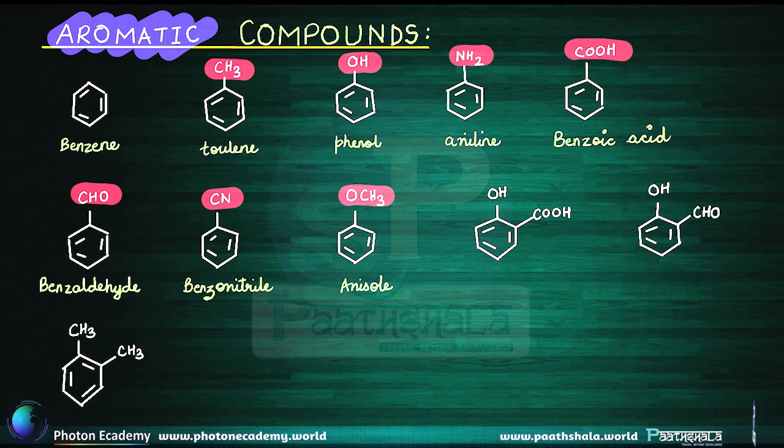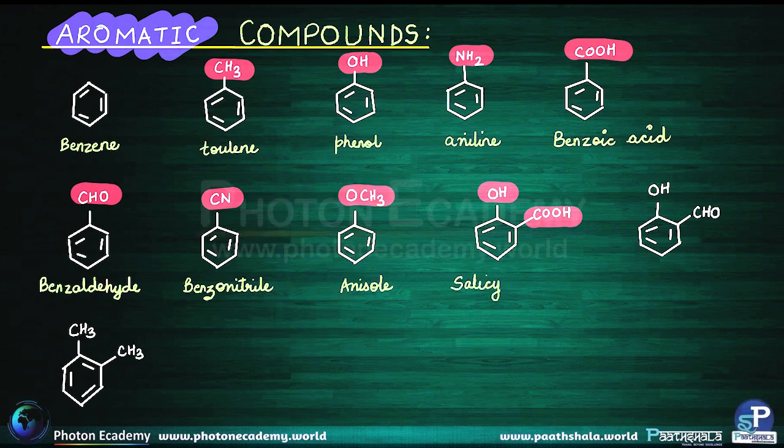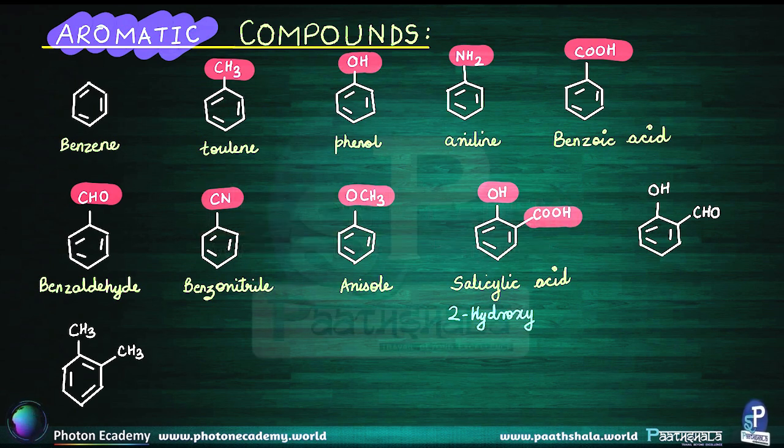If we have OH with the addition of another COOH group, then we call this salicylic acid. Salicylic acid, alright? And the IUPAC name of this will be 2-hydroxy benzoic acid.